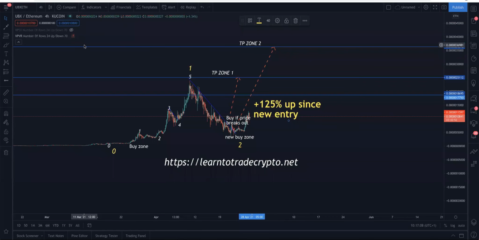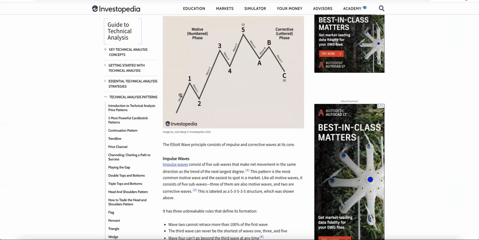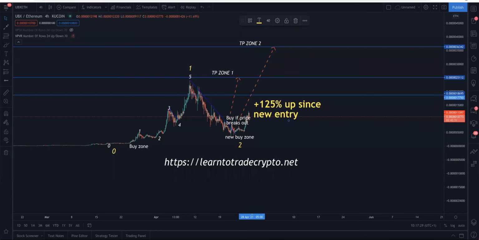So this is a chart of UBX Ethereum. And so you can see here, these ones marked in yellow are the larger waves, and these ones marked in white are the sub waves. Okay, so here it talks about 5 impulse waves. I mean, these waves can be very, very subjective how you number them. That is why I don't really trade with them as a trading strategy, but it just gives me an idea of where I am in the market. So should I be buying or should I be selling?